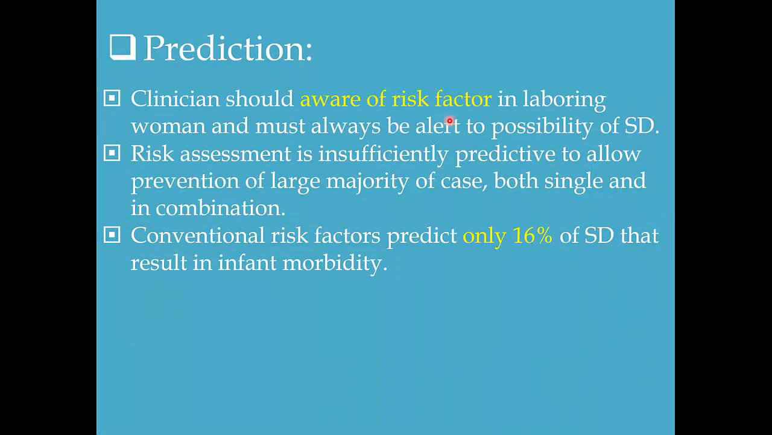So the important question is: is shoulder dystocia preventable, or can you predict shoulder dystocia? Anybody to answer this question? Is it preventable? Can you predict shoulder dystocia, and why? Anybody knows?